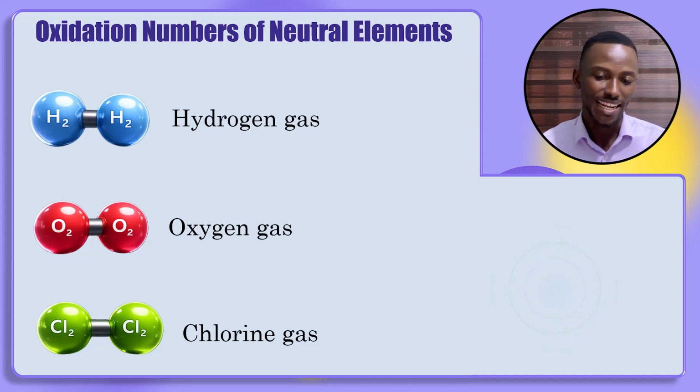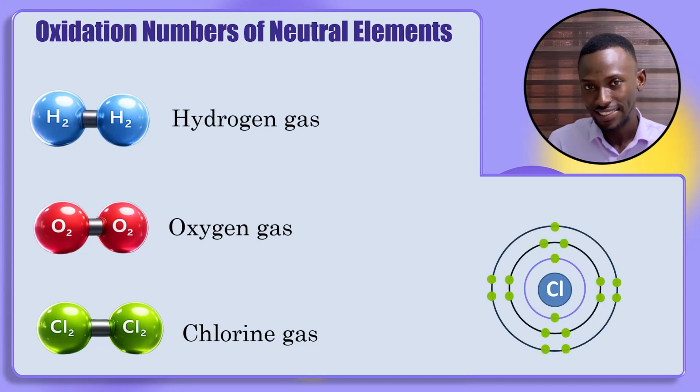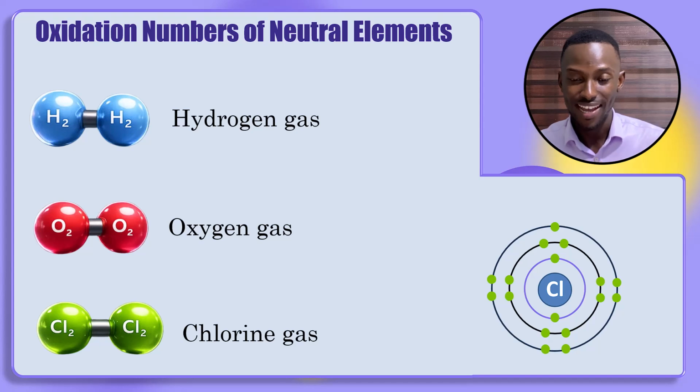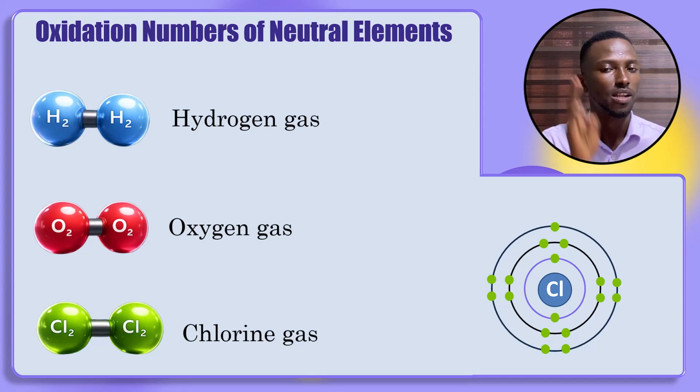Then we have chlorine. The chlorine element also exists as a gas. And this chlorine gas has how many electrons? It has 17 electrons.